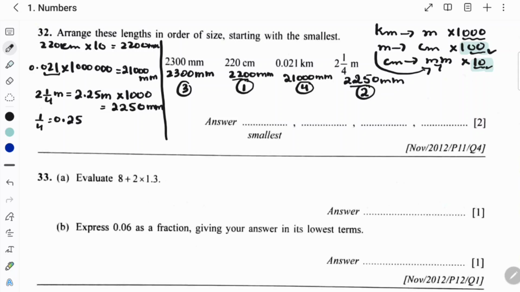But we write down the numbers in the original form. So the first one is 220 centimeters. The second one is 2 1/4 meters. The third one is 2300 millimeters. And the fourth one is 0.021 kilometers.